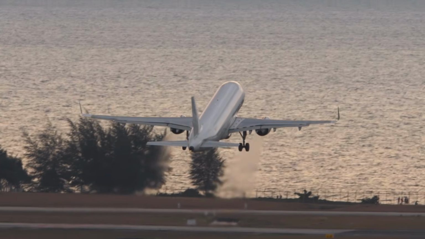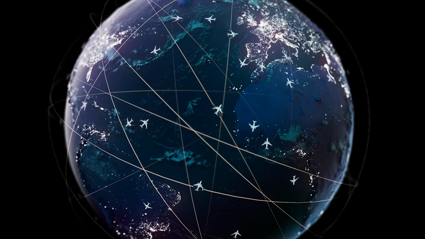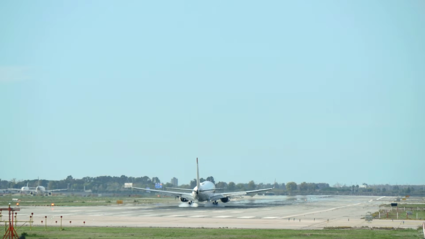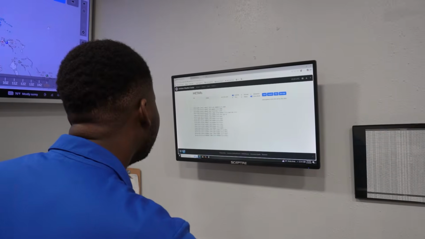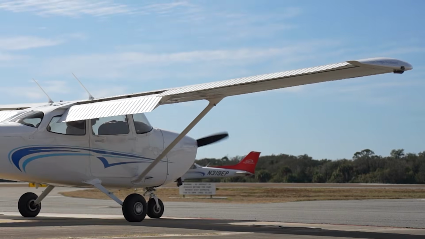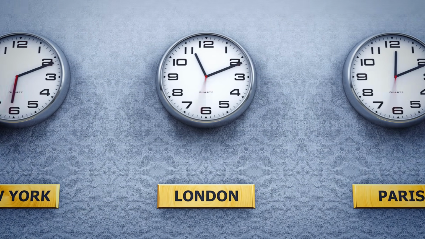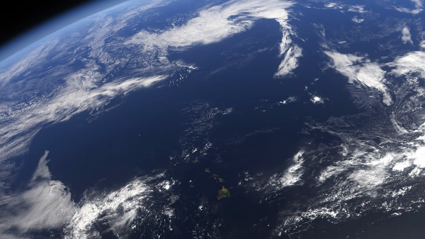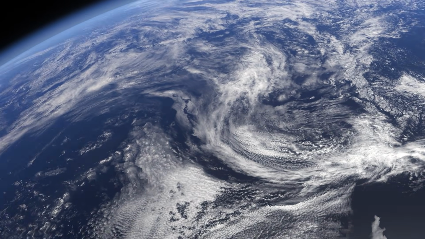Pilots can take off in one country, cross several time zones during flight, and land somewhere that is hours ahead or behind their departure location. Weather reports, flight plans, and air traffic control instructions all rely on precise timing. But if every airport, controller, and pilot used their local time, things would quickly become very confusing. To solve this problem, aviation uses a single universal time standard shared across the entire world, Zulu Time.